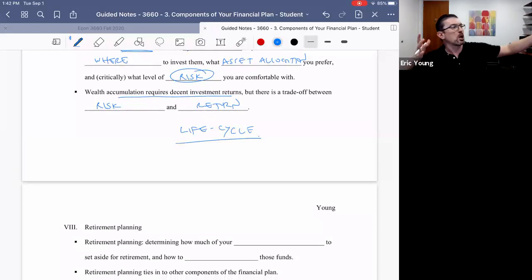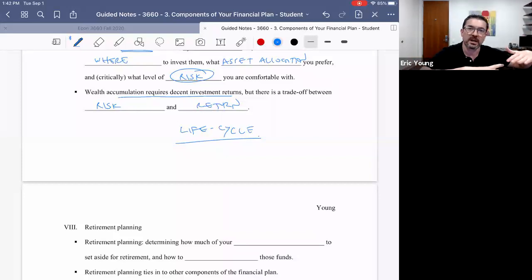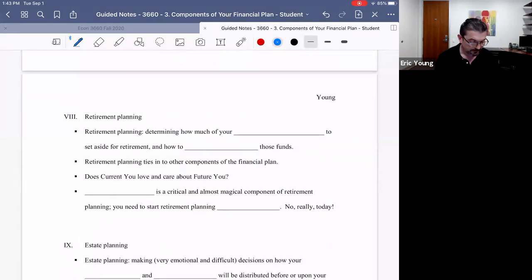Because clearly the longer time you have before you're going to need those investments, the more risk you can take, because time has a way of flattening out risk, especially if you have a diversified portfolio. The closer you get to your retirement, for example, the less risk you want to have. Because the last thing you want to do is have all your money in the stock market 2 years before you're going to retire and the stock market takes a dive. Okay, so again, you're going to look at your own life cycle and your own personal risk tolerance and make those key investment decisions. The next component of a financial plan, retirement planning.